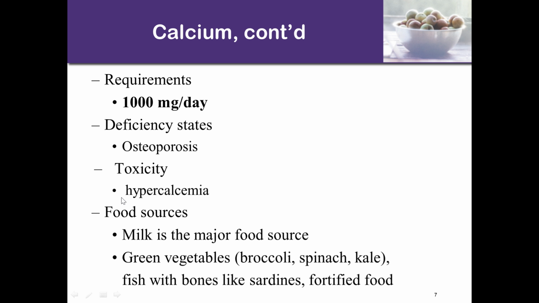Next, what are the food sources from where we get this calcium ion? The major food source is milk. Green vegetables like broccoli and spinach also contain calcium ion. Fish with bones, like sardines, and fortified foods also give you calcium ion when you eat them.